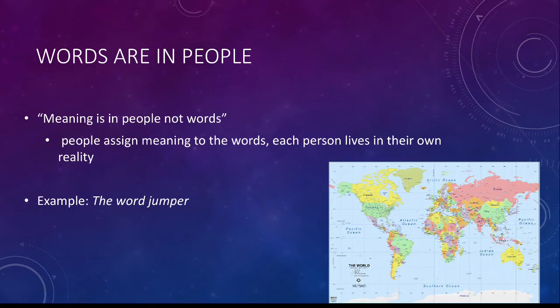An example is the word jumper. When I hear that word, I am an equestrian, I think of the discipline in riding called jumper. When my friend from South Africa hears the word jumper, she thinks of a sweater or jacket. Even if people speak the same language, there could be different meaning depending on where in the world one lives.